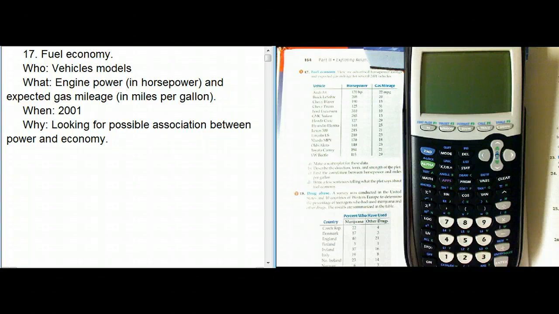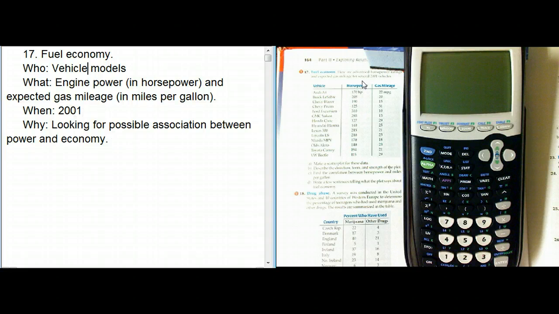Here's an introductory problem on association and correlation between two quantitative variables. It's problem 17 from chapter 7 of Bock, Velleman, and De Veaux. And they've got a data table here of various types of vehicle models from 2001.